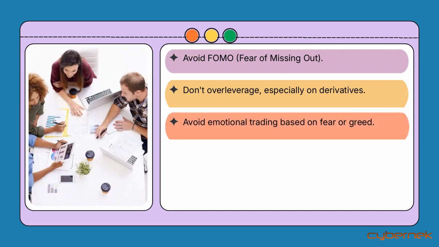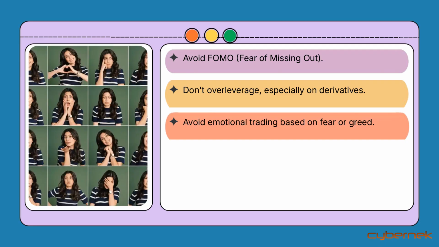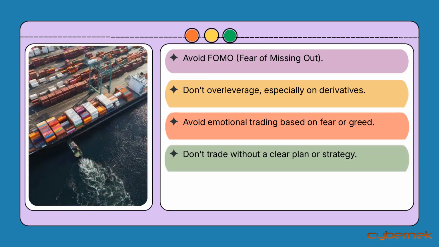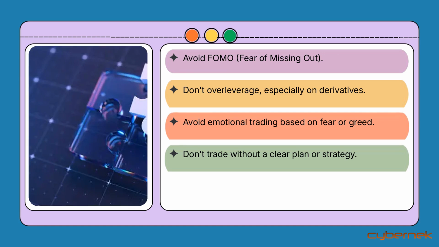Over-leveraging is another big one, especially on derivatives. Just because you can use 100x leverage doesn't mean you should. Higher leverage means higher risk, and it can wipe out your account faster than you can blink. Emotional trading is probably the biggest account killer. Making decisions based on fear or greed rather than logic and strategy. If you find yourself getting emotional about trades, take a step back and maybe take a break. Not having a plan is also common. Don't just wing it. Have a strategy, stick to it, and adjust it based on results and changing market conditions.